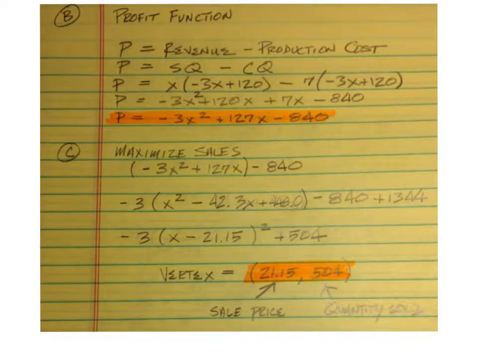Now in part B over here, the profit function is going to be revenue minus production cost. I put an S there. Should be an X, but you can make it whatever you want as long as you're putting in the right stuff. But the price, X, times the expression we found in part A, minus the cost per item times that same expression for quantity, is going to give you your profit function.